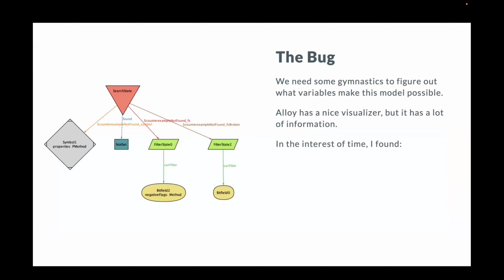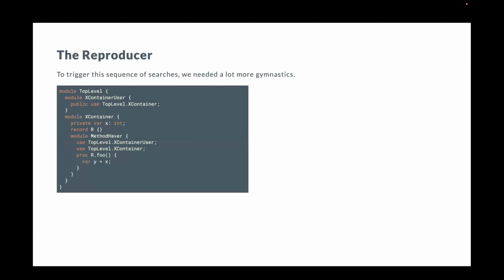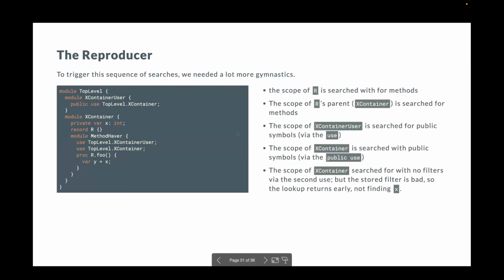It took some magic to interpret the results of Alloy. They look pretty much like this, lots of shapes and arrows and long variable names. And there's a certain sequence of steps that it takes to create this bug. And in fact, the program that is reproduced is this, which would really never occur in practice.